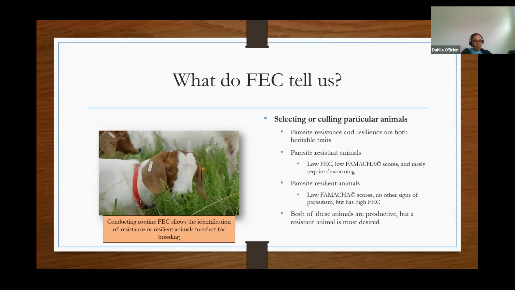Both of these animals are productive, but we do have disagreements from time to time about which animal is preferred. There's some people who prefer a resistant animal, and then there's some who prefer a resilient animal. And again, a resistant animal is basically able to limit infection, whereas a resilient animal can tolerate or withstand infection better. I tend to prefer a resistant animal.